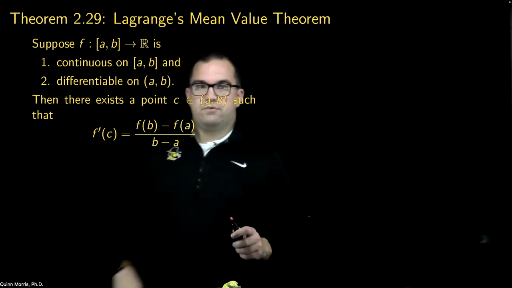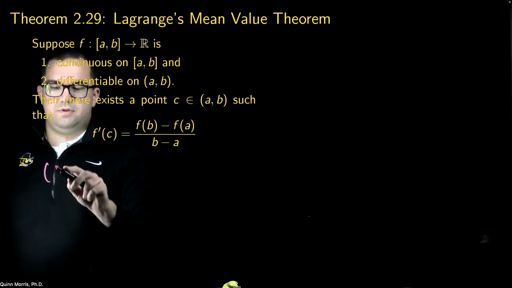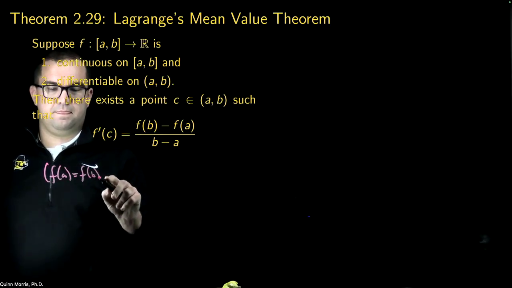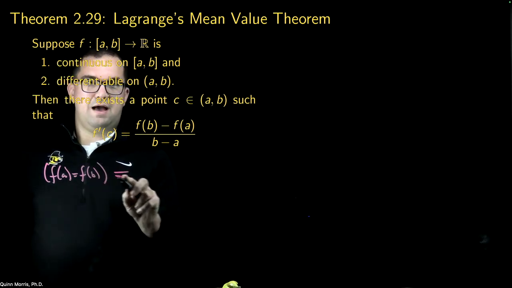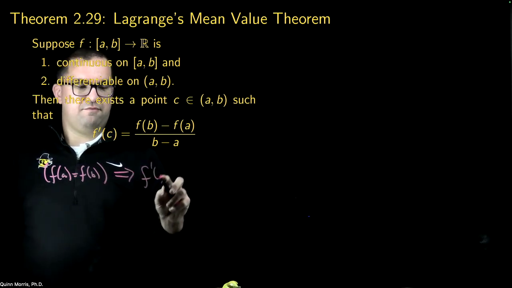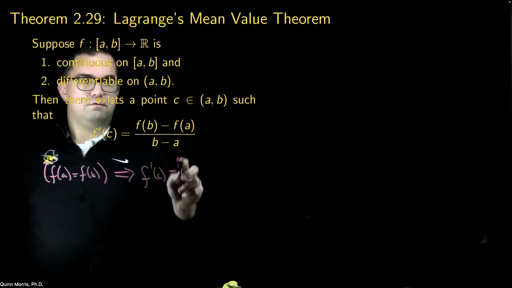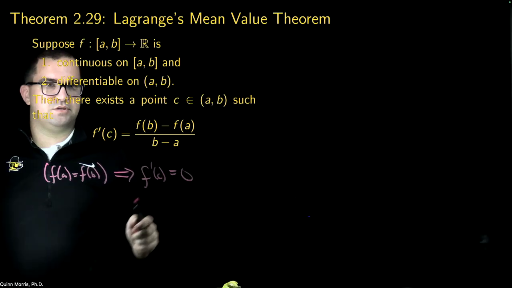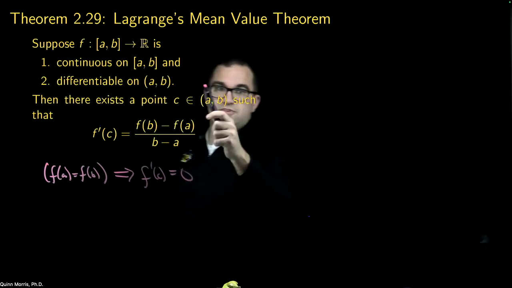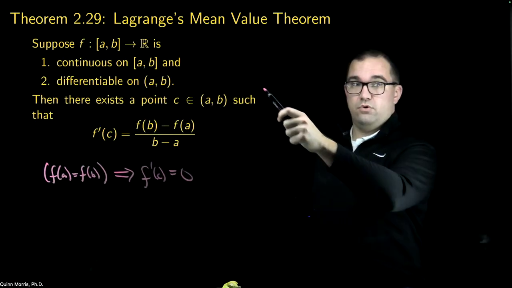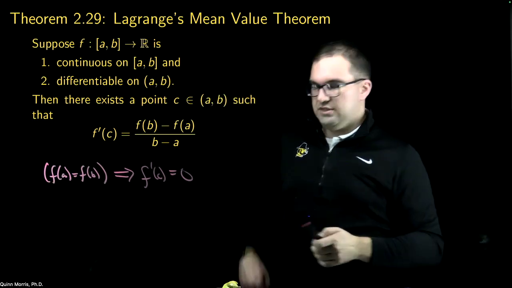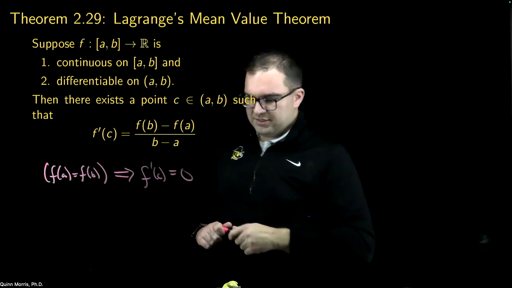Now, the first thing to note is if you also assumed that f of a was equal to f of b, then that would imply that there was a point with f prime of c equal to 0, because this would be 0 if f of b was equal to f of a. So the first thing to note is that this really is a generalization of Rolle's theorem. It includes, as a special case here, Rolle's theorem. So that's one thing to note.